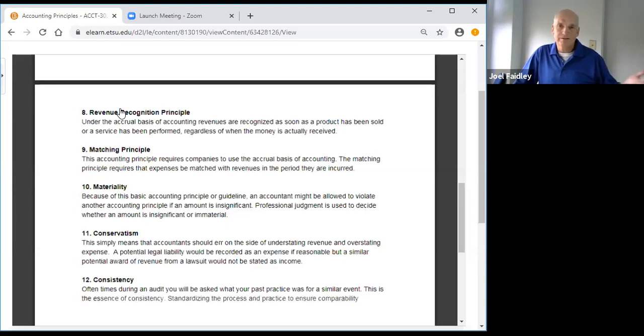What's conservatism? I mean, you want to make sure that you don't overstate anything like expenses, but you certainly don't want to understate them. And same with revenue. You want to guard against overstating revenue. That's the number one fraud item that auditors look for, is overstating revenue. You don't want to do that. You want to be conservative. And we'll see that used many times during this class over the coming weeks.